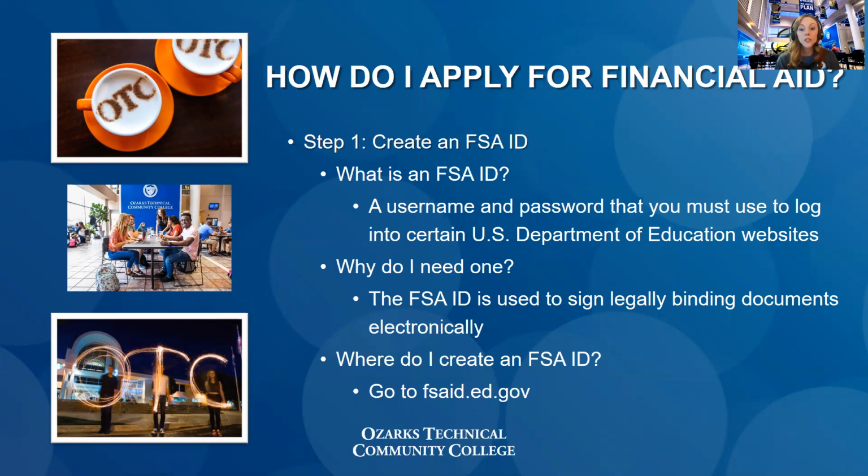Step one is you would create an FSA ID. An FSA ID is sort of like just creating an account with FAFSA. The FSA ID is a username and password that you must use to log into certain U.S. Department of Education websites. And you need an FSA ID because it is used to sign legally binding documents electronically. So you will use your FSA ID to log in and complete the FAFSA, but you'll also use it if you ever decide to apply for student loans. You will use it to do that as well.